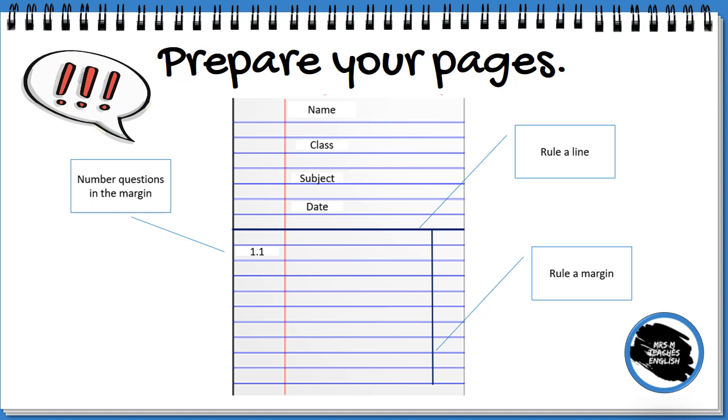Please rule a generous right-hand margin as well. This makes it much easier to keep track of your marks and to eliminate late-night mathematical errors when I calculate your marks. Take care with the presentation of your answer script. It really helps.